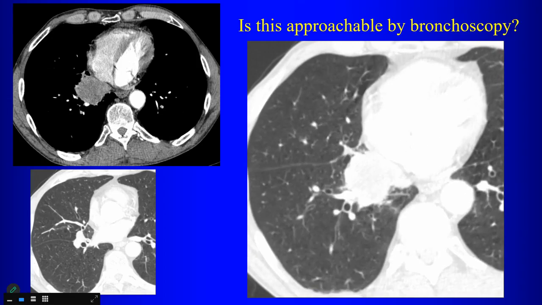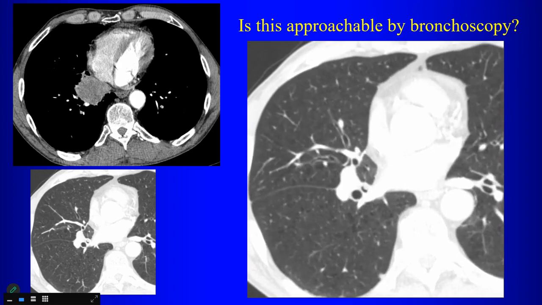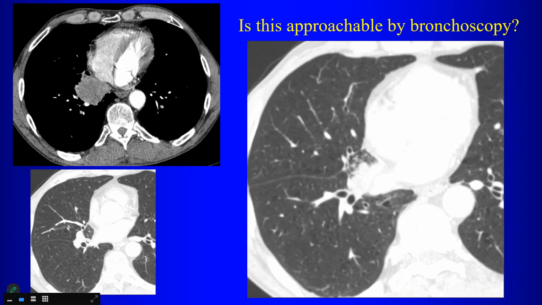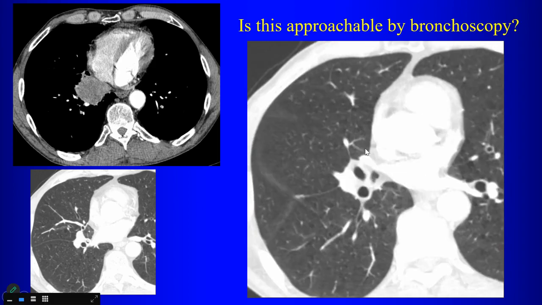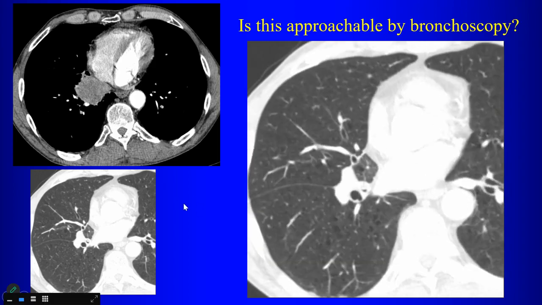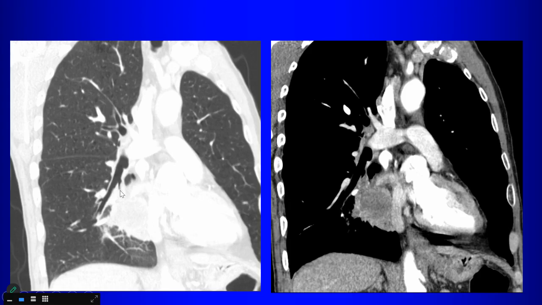So knowing the bronchial anatomy is important. So this patient should have bronchoscopy for diagnosis of this lesion. So there is the medial basal segment right there, and it goes right to the lesion. So that would be easy for the bronchoscopist to get a nice sample of that lesion there.